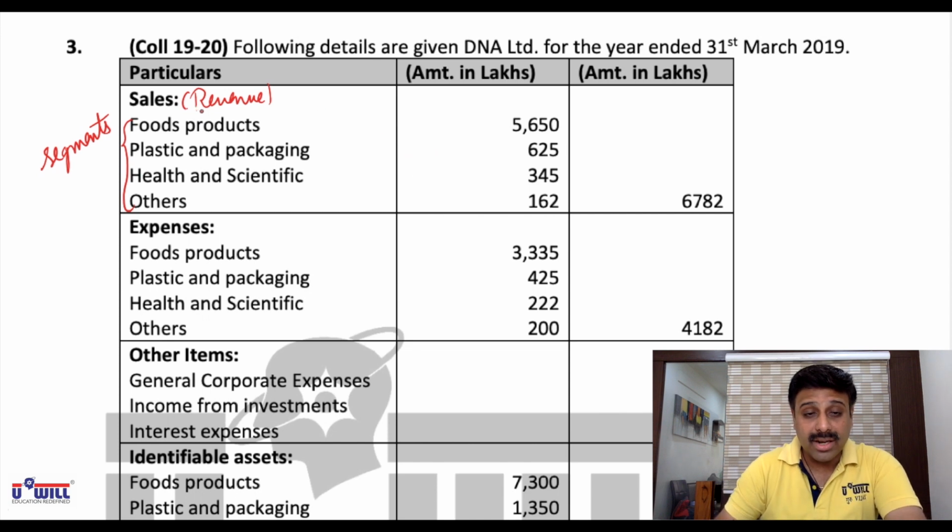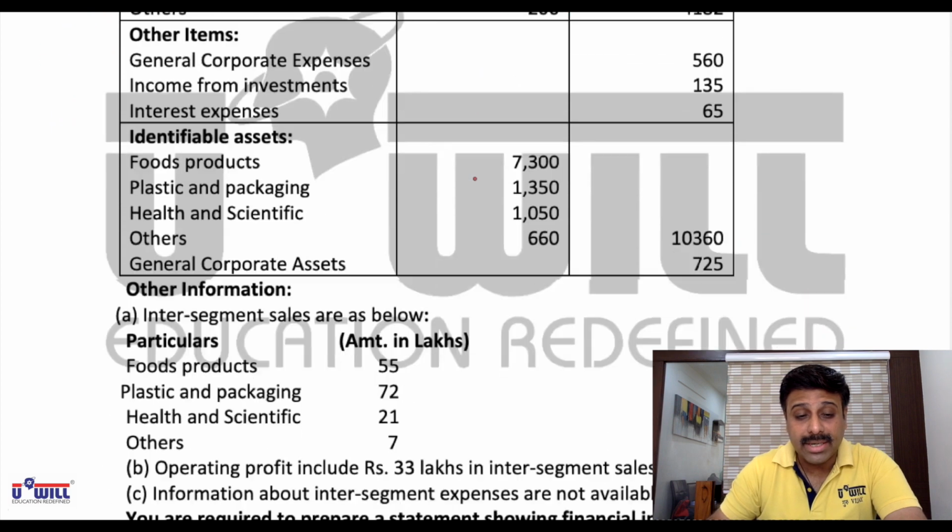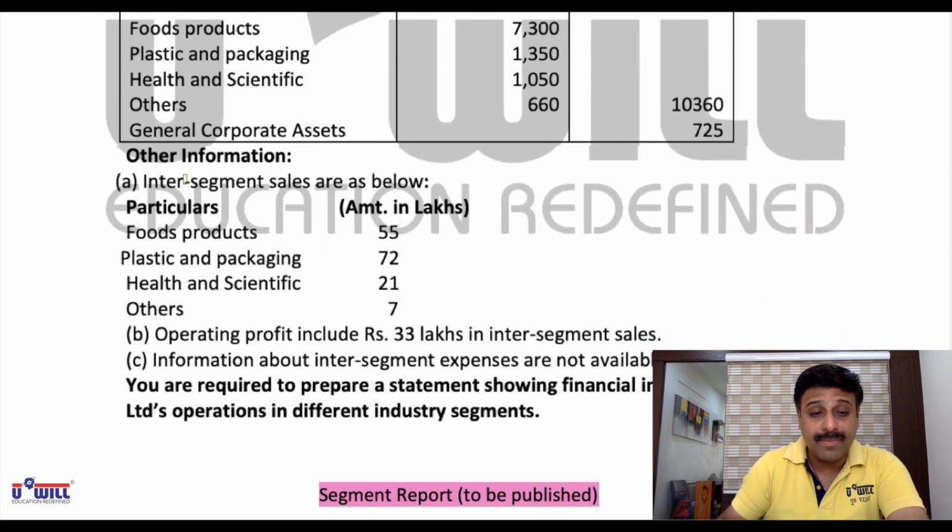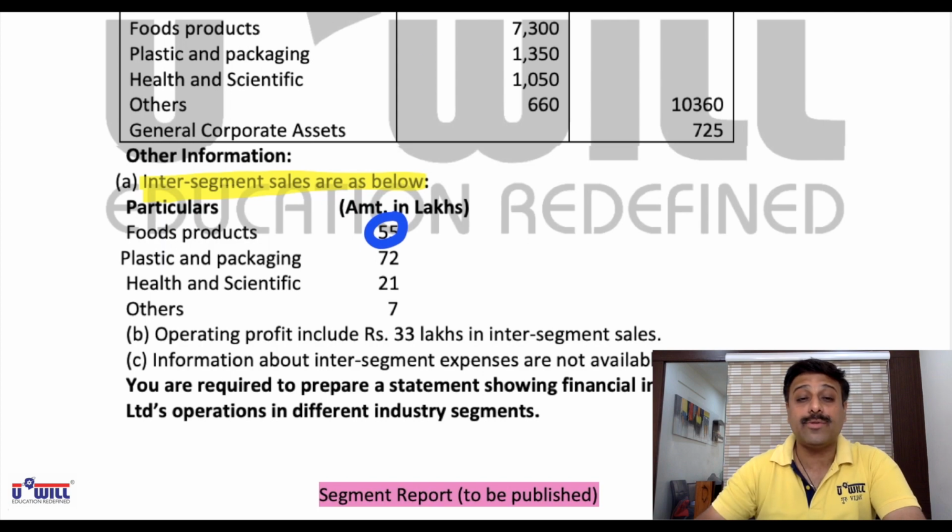Now the revenue of food products is given 5650, but simultaneously all of you see adjustment A, inter-segment sales are as below. Means what is the inter-segment sales of food products? 50.